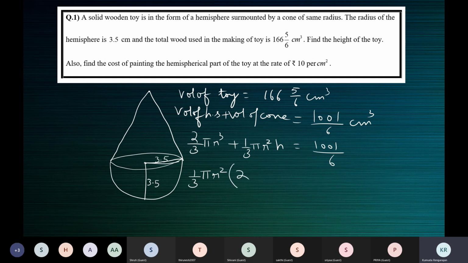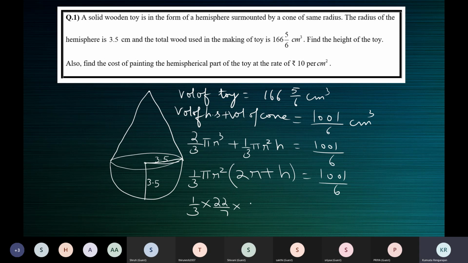Because 2 into 1 by 3 is 2 by 3. R plus h is equal to 1001 by 6. So 1 by 3 into 22 by 7, is it given 3.14? No. So into 22 by 7 into r square. Radius is 3.5. Let's take 7 by 2, children.